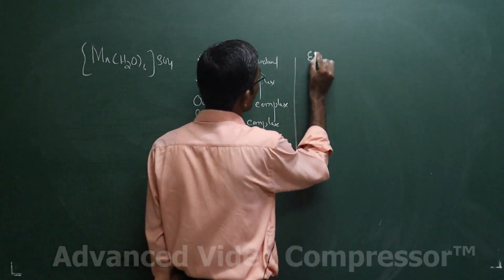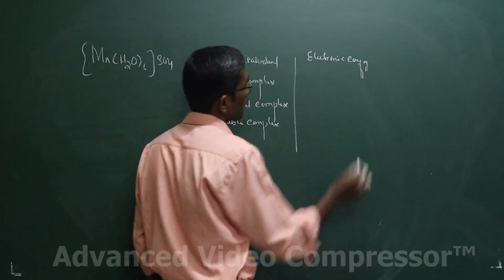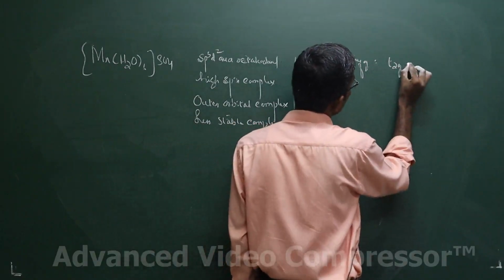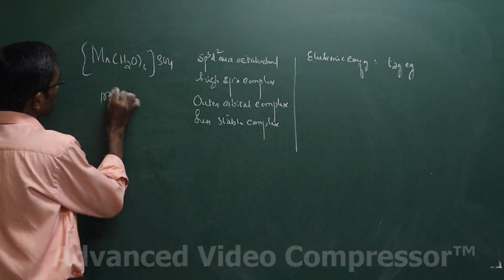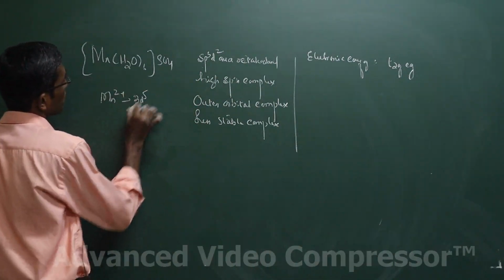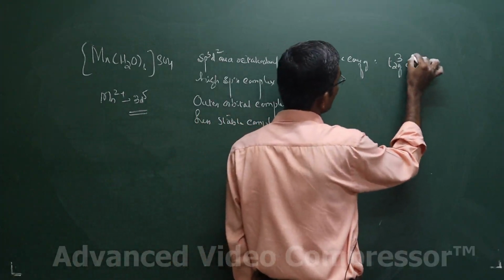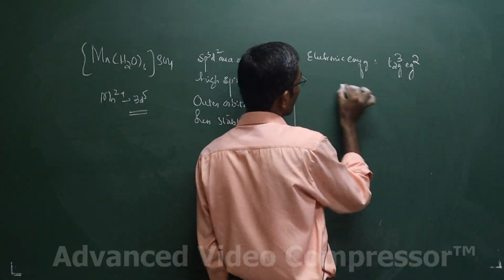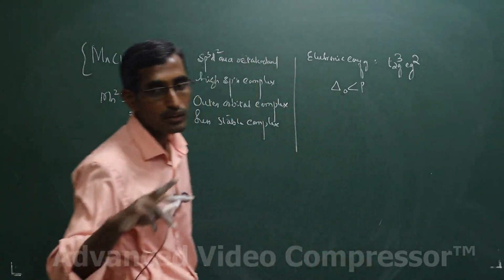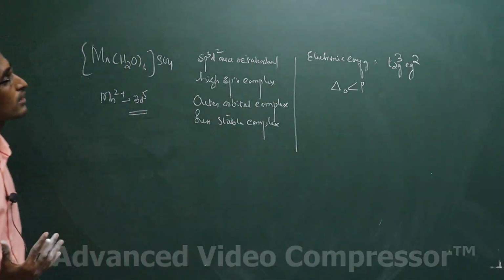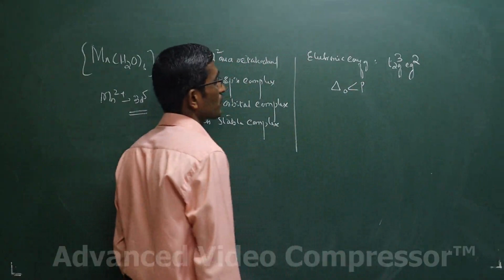Before that, the electronic configuration. So how do you go ahead with the electronic configuration of this particular complex? t2g and eg. How many electrons do you have? You have 5 electrons, students. It is Mn2+, that means it is a 3d5 system. 5 d electrons: 3 in t2g and 2 in eg, because it's a weak field ligand. That means delta naught is lesser than the pairing energy, so electrons will go to the higher energy level rather than getting paired. So t2g3 eg2 is the electronic configuration.